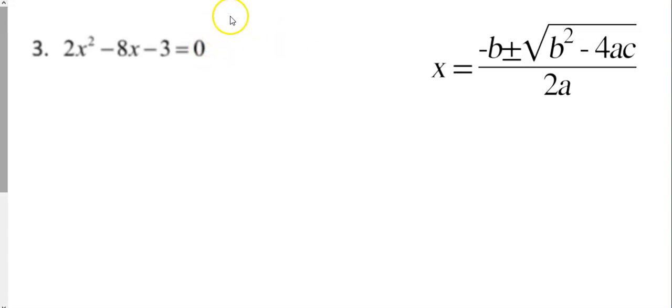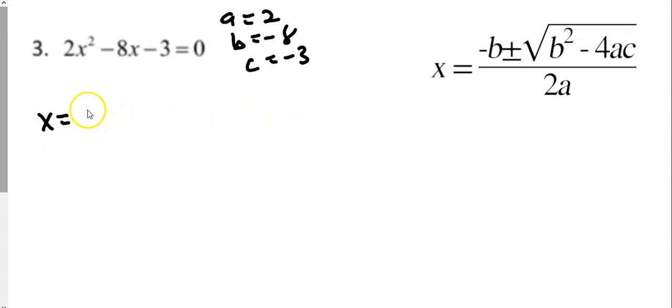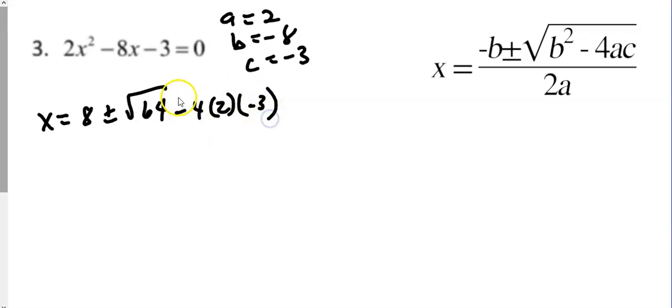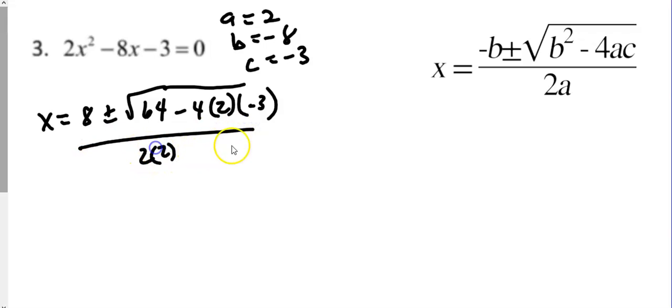So here we have a is now 2, b is negative 8, and c is negative 3. So x is going to be equal to positive 8 plus or minus, if we square negative 8, we're going to get 64 minus 4 times 2 times negative 3, all over 2 times 2.